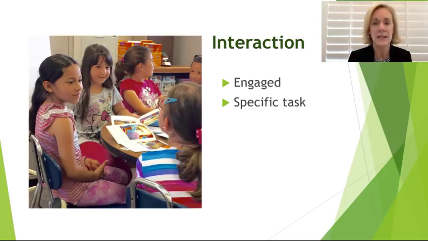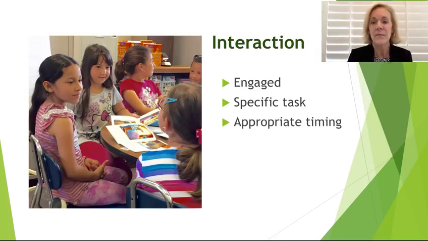At the end, she gives a signal, and the students come back together, report out, maybe write down what some of their predictions were. As they read more in the text, when they come across those predictions, they can either verify them or dispute them. So there's a lot that can happen with that, but it's a very specific task that's given.